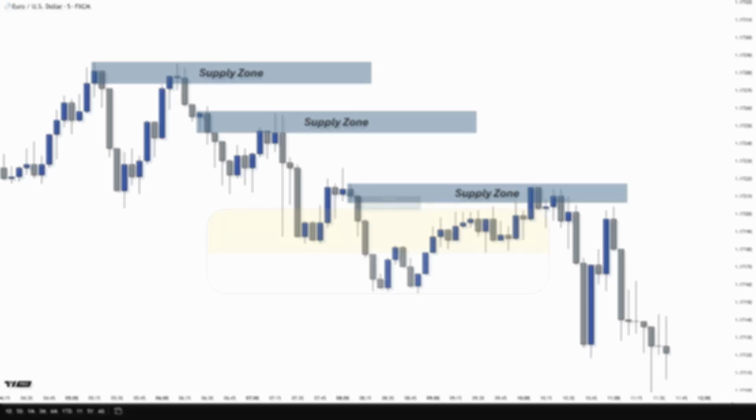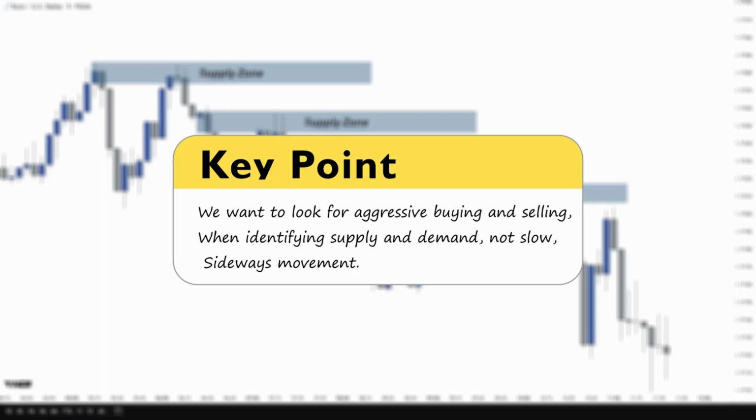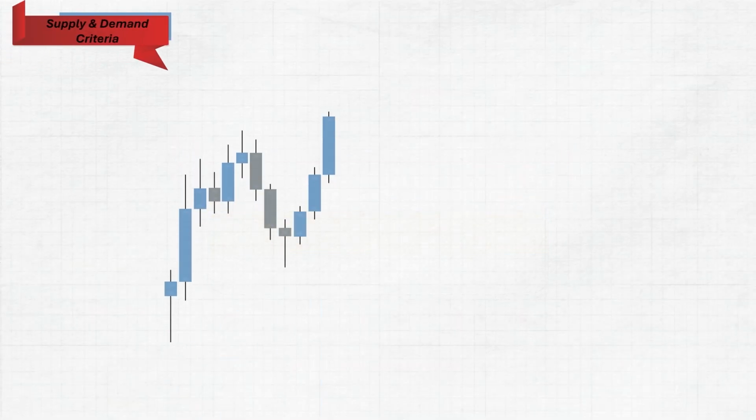But here's a very important point. We want to look for aggressive buying and selling when identifying supply and demand, not slow sideways movement. Strong zones are usually created by impulsive price moves, showing a clear imbalance between buyers and sellers.